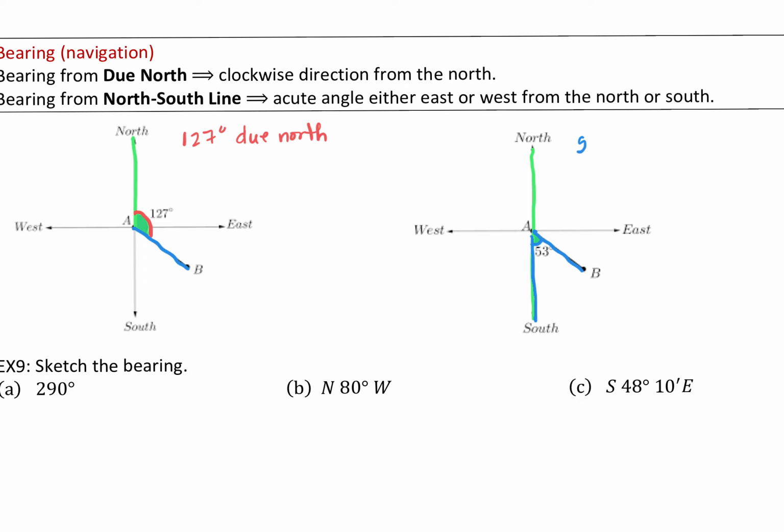Notice that this is still 127 degrees. So this is just describing the 127 degrees due north in a different way. And in fact, using the north-south line is more common nowadays than using due north. So I'm going to use S for south. We don't have to write out the word south, but you can. And then from south, I'm going to go 53 degrees towards the east. And we'll just use a capital E for east. So this would be another way to describe bearing.